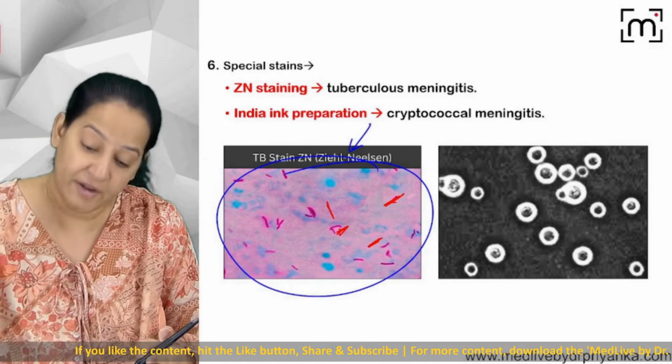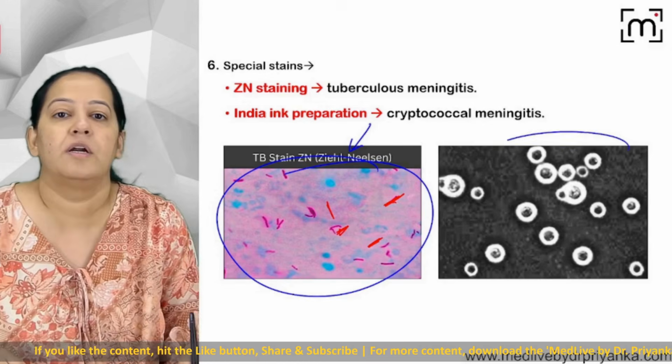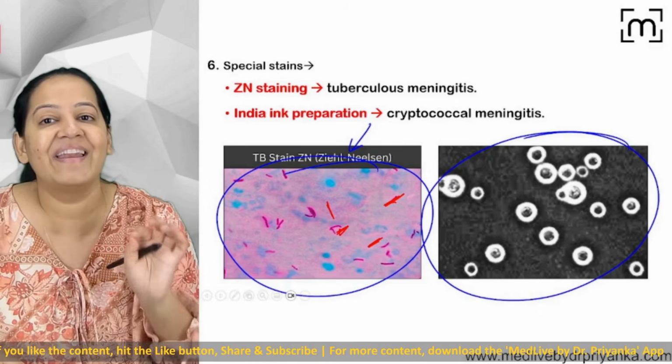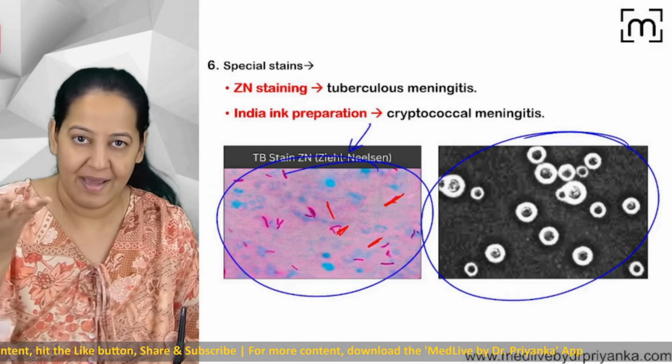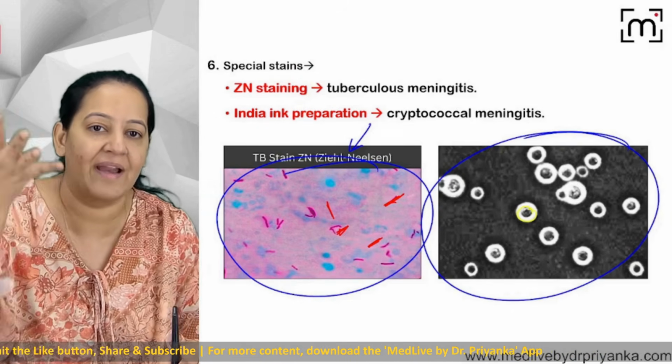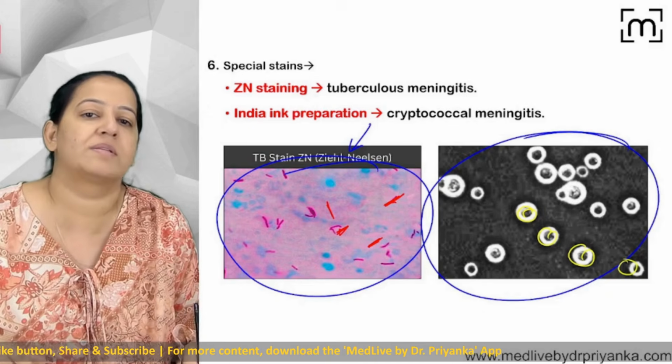Appreciate the red rods. And if you're suspecting Cryptococcus, do an India ink, a negative stain. If it is Cryptococcus, you will get the black stain, and on the black stain, the organism is highlighted. The Cryptococcus is highlighted.